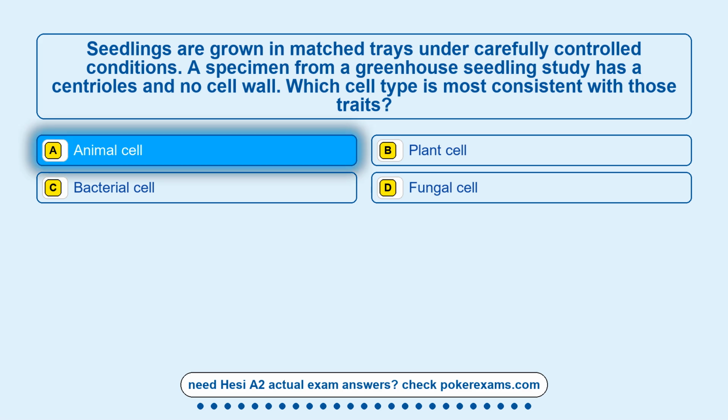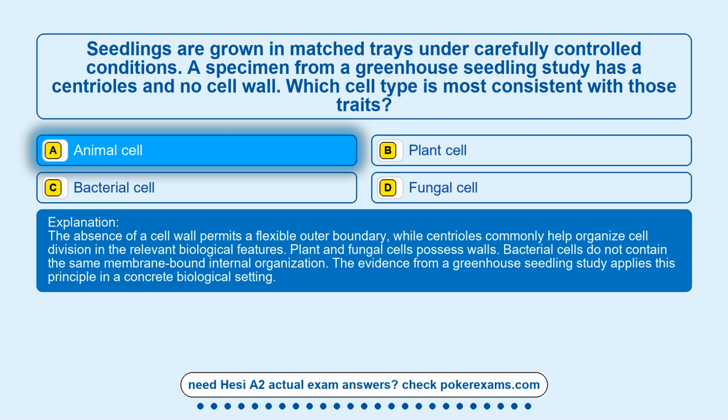The correct answer is option A, animal cell. The absence of a cell wall permits a flexible outer boundary, while centrioles commonly help organize cell division in the relevant biological features. Plant and fungal cells possess walls. Bacterial cells do not contain the same membrane-bound internal organization. The evidence from a greenhouse seedling study applies this principle in a concrete biological setting.